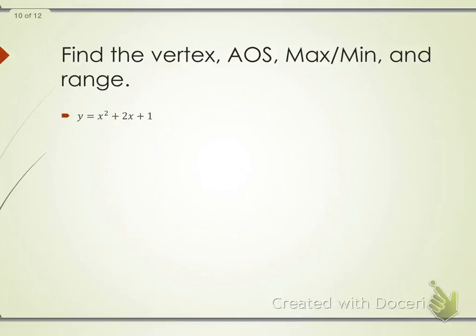All right, find the vertex, the AOS, the max-min, and the range. So remember, AOS is that x equals negative b over 2a. This is when you plug the AOS in to get your point, okay? And then I'll explain max and min. So right now it is a positive a right here, so we know it's going to be a happy face. So it's going to be a minimum value at whatever my vertex is. Min, minimum.